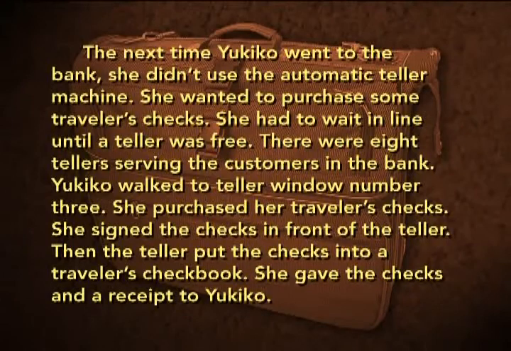This time you'll see the objects of each sentence highlighted in the graphic. The next time Yukiko went to the bank, she didn't use the automatic teller machine. She wanted to purchase some traveler's checks. She had to wait in line until a teller was free. There were 8 tellers serving the customers in the bank. Yukiko walked to teller window number 3. She purchased her traveler's checks. She signed the checks in front of the teller. Then the teller put the checks into a traveler's checkbook. She gave the checks and a receipt to Yukiko.